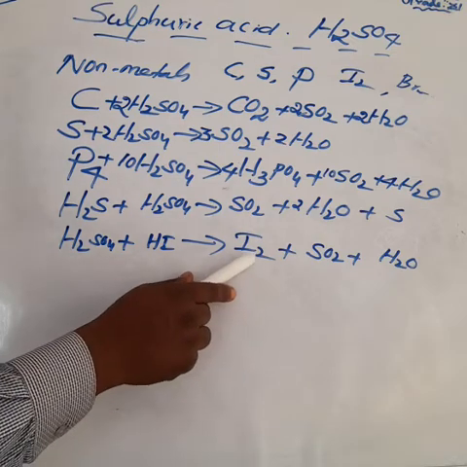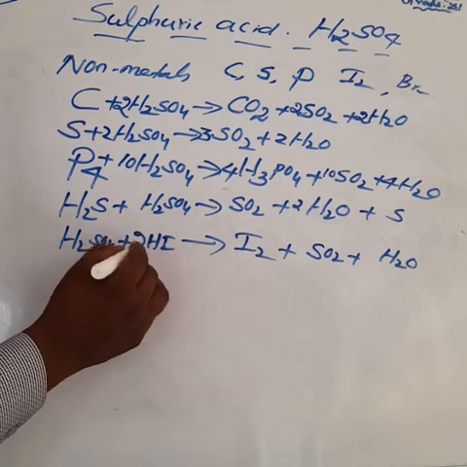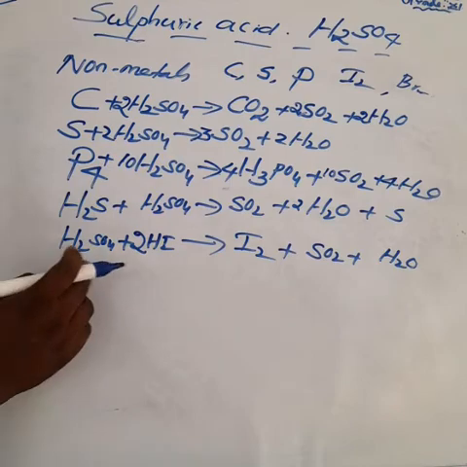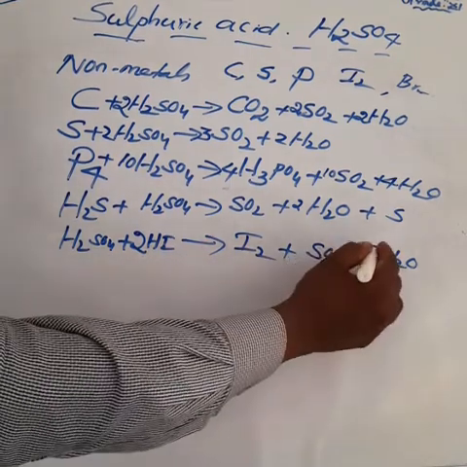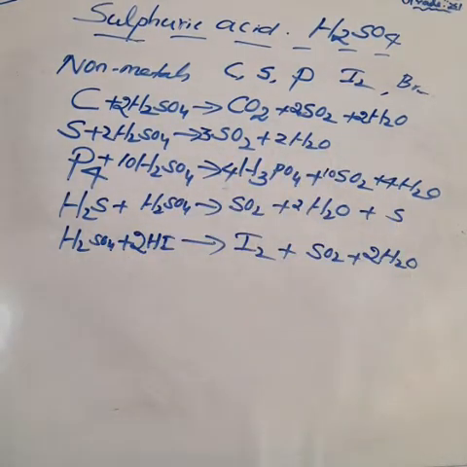Here having I2, am I right? Product side, so make it 2HI. Now the equation is balanced. And about the water molecules, change the water molecules accordingly. Now the equation is balanced. What about the next one, last equation?